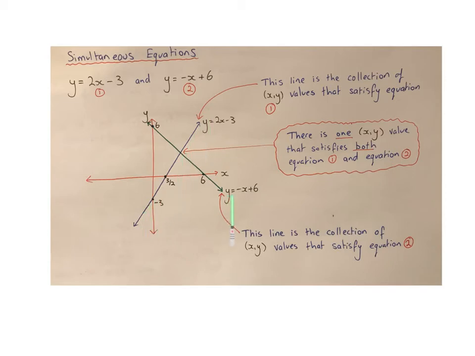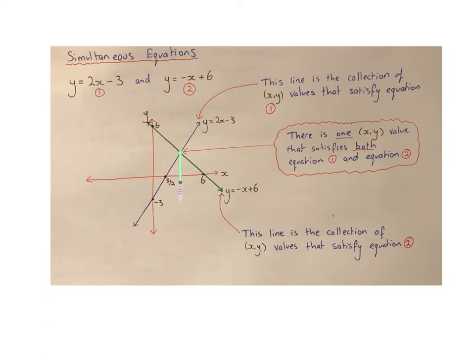My second line, y equals minus x plus 6, I see the y-intercept is plus 6, straight from my equation. Then solving, the x-intercept is when y equals 0. I find that x also equals 6. So this straight line here is the collection of x, y points that satisfy this equation. Here, with the green line, this is the collection of xy points that satisfies my second equation.